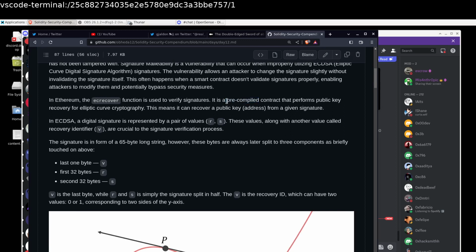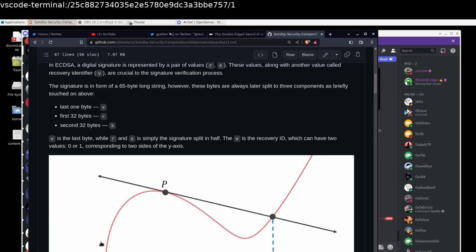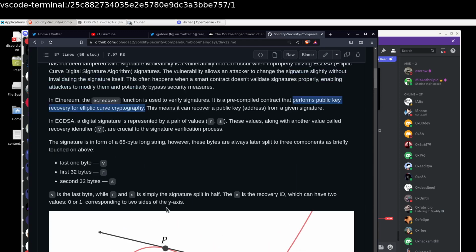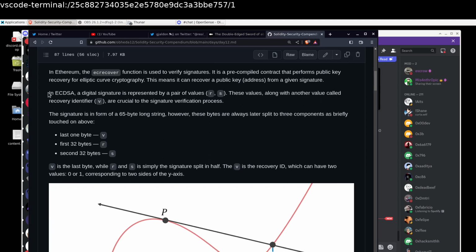So you can see in this case we're using this ecrecover function, which is a precompile, and we are using that to verify the public elliptic curve point, which is this thing here, which is expensive to process. Usually people do that with video cards. So that's why it's in the precompile. Okay. This means that it can recover a public key, an address, from a given signature. Perfect.